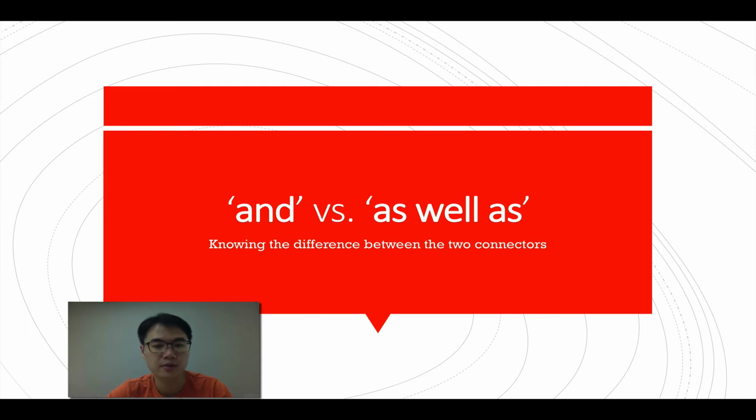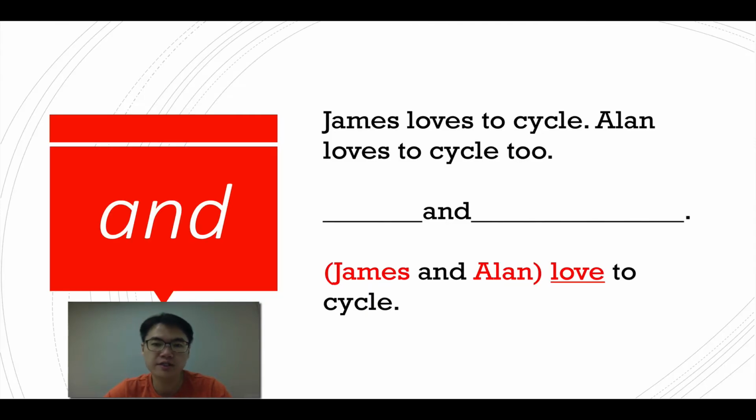Let's take a look at a sample sentence, and I'm going to follow this with an example using the connector AND first. Now can you see here that James loves to cycle? Alan loves to cycle too. If I were to combine these two sentences into one using the connector AND, you'll see that James over here and Alan over here love to cycle. I cancel the two because AND is a connector that replaces this word too. So James and Alan love to cycle.